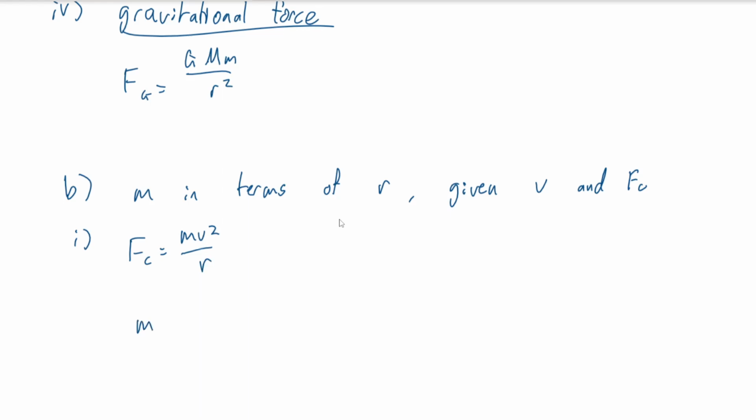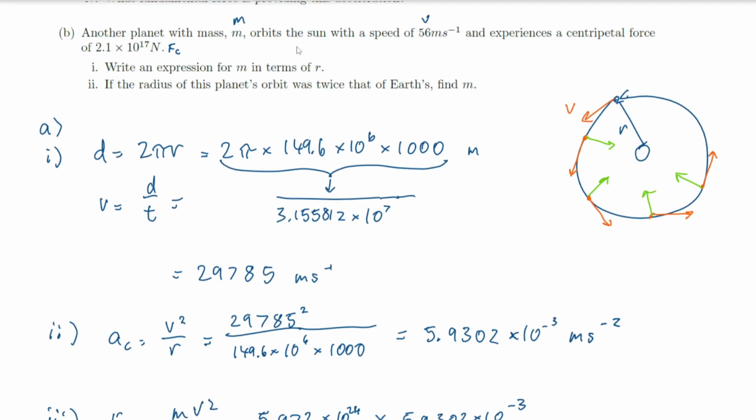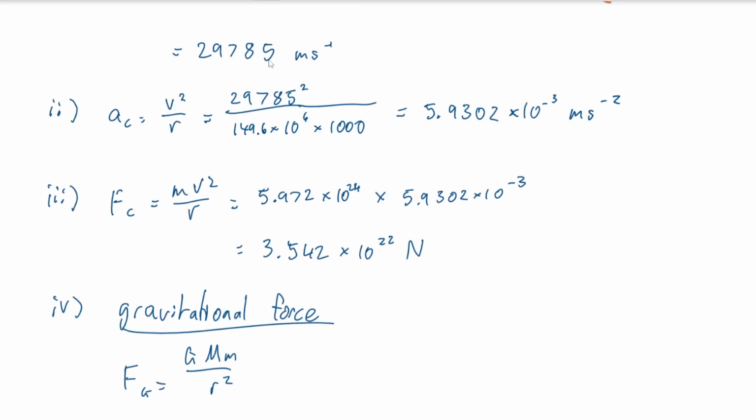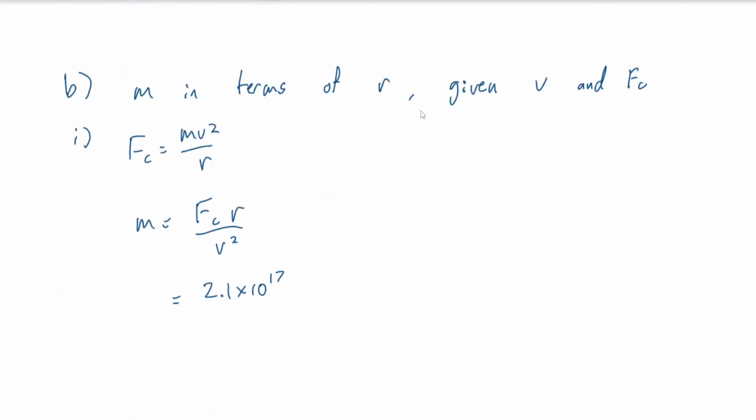So rearranging for m, multiply by the radius, and divide by speed squared, like so. And in the question, we are given values for speed of 56 and centripetal force. So we can substitute those in. What was that? 2.1 times 10 to the 17. Yep, and 56 for speed.